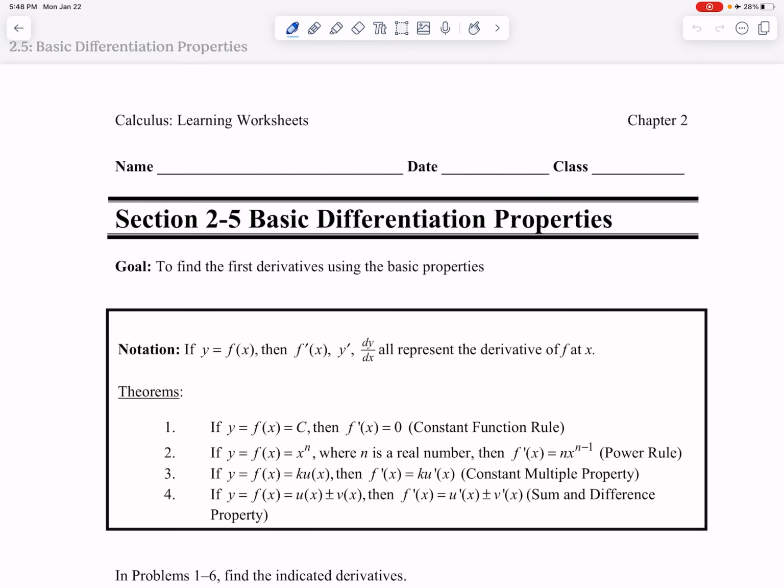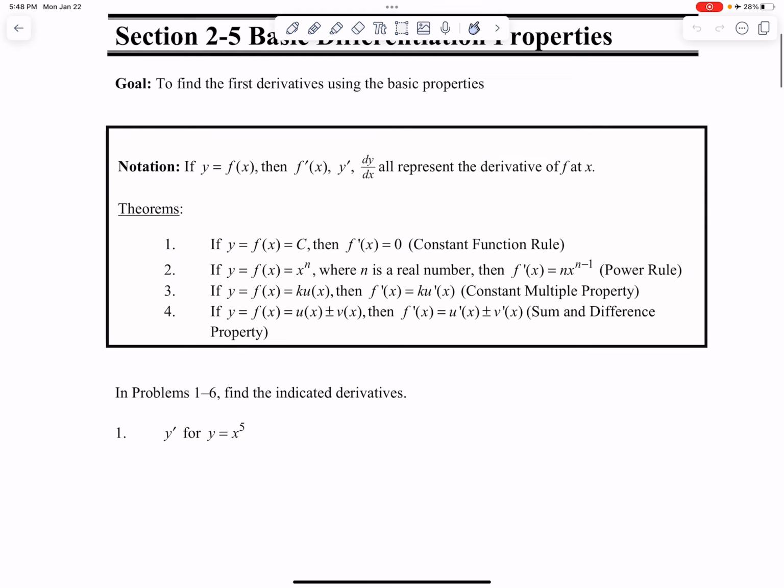Welcome to section 2.5. We're going to look at different ways to take the derivative just based on what kind of functions we're going to interact with. So our goal is to find the first derivatives using basic properties.